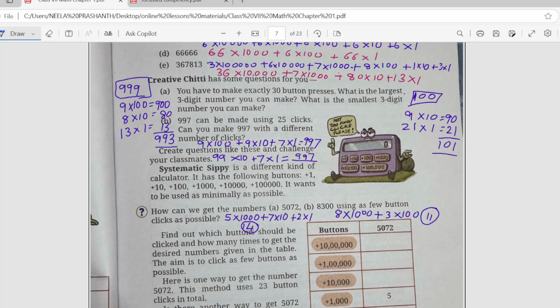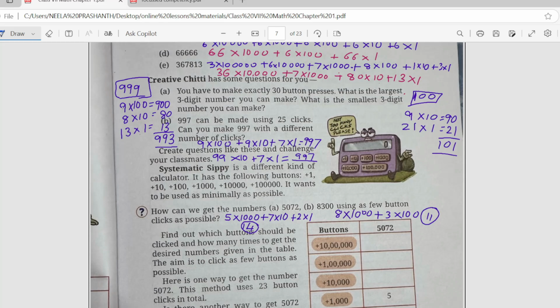So the challenge is you have to make 30 button presses. It means you have to press the button 30 times. And you have to get the largest 3-digit number and the smallest 3-digit number. Now let us see. You know that the largest 3-digit number is 999. So I take the possibility of making the number of clicks of buttons. So the buttons available are 1, 10, 100 and so on.